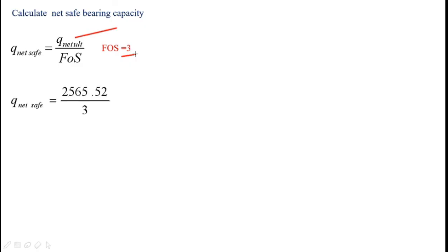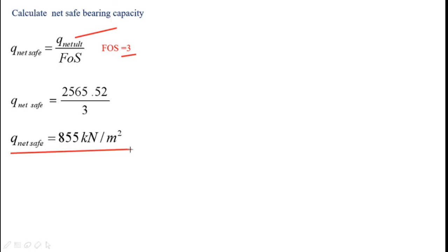From the net ultimate bearing capacity, we can determine the net safe bearing capacity. This is the equation. The net ultimate we just determined in the previous step. Factor of safety, FOS, is given as 3. If it is not given, you can assume any value between 2 to 3. Just do the calculation and you will get the net safe bearing capacity. Now you can stop your numerical here, because this is nothing but the allowable bearing pressure. Or you can go 2 more steps ahead and determine the safe bearing capacity.